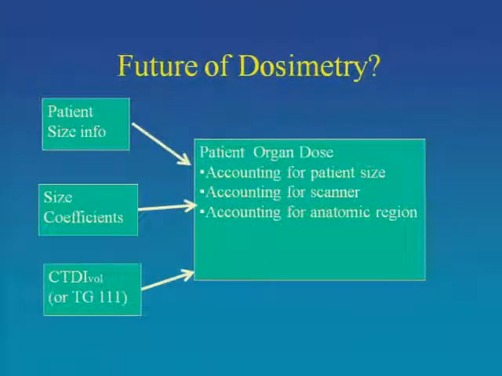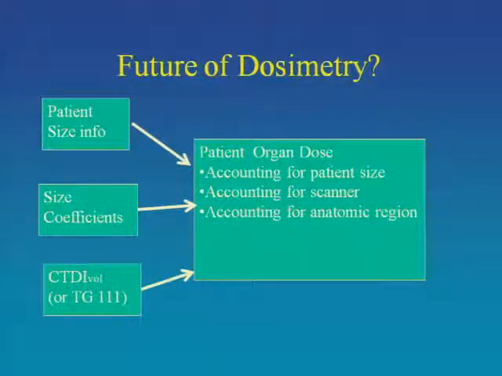So all I'm trying to do here is lay the platform and talk about, all right, what's the future of dosimetry? Well, clearly we need something about patient size and those size coefficients, for example, from TG204, CTDIvol or its successors, TG111, TG200 methods. And we're going to need some other information too, but we need to at least account for those, and then we might be able to make an estimate of organ dose.